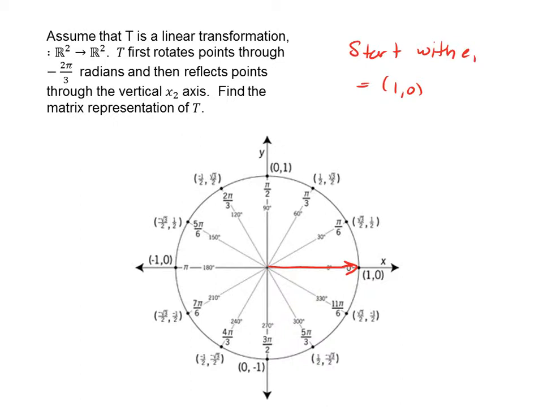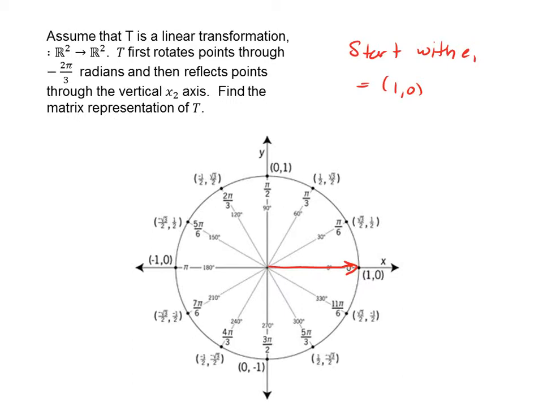But in this linear transformation, T is first rotating points through minus 2 pi over 3 radians, which means you're going clockwise. And it then reflects that point through the vertical x2 axis. And you're supposed to find the matrix representation of T. So the first step is to start with E1 in R2, which is (1, 0). And I've drawn it here on the unit circle so you can see where it is placed.